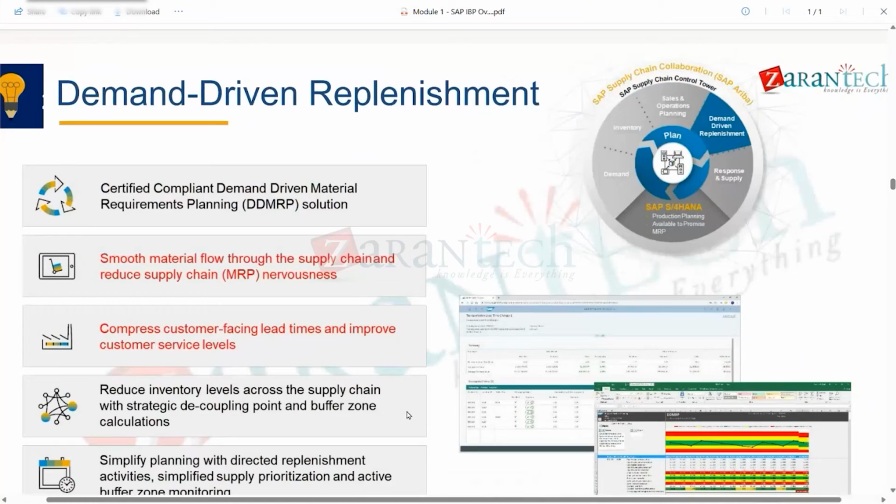This gives a good amount of flexibility within the supply chain, and in effect the delivery lead times are reduced. With the reduction in delivery lead times, inventory also reduces across the supply chain, and there are strategic decoupling points. Decoupling is nothing but disengagement, that means disengaging the material for certain products and engaging the material for certain products. And of course, there are buffer zones, meaning spare capacity in place.